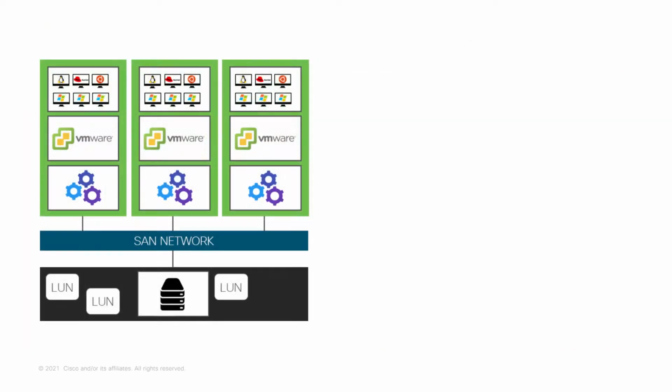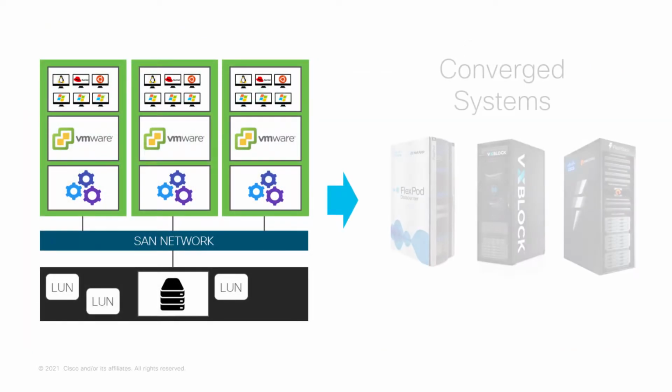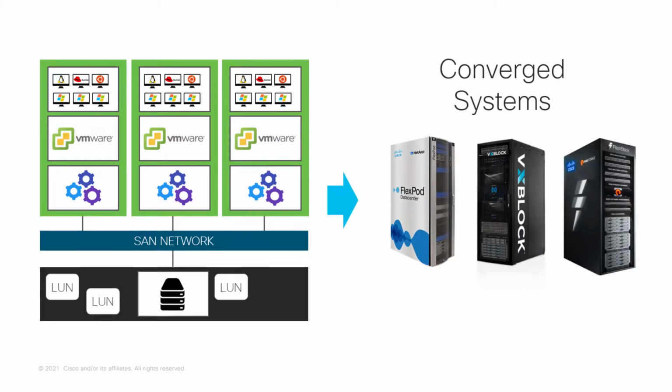Due to the inherent complexity of three-tier data center solutions, Cisco introduced Converged Systems a long time ago. These are traditional three-tier systems that are validated for specific use cases and made easy to order. They can even be pre-built into racks at the factory. All of this streamlines the time to production.